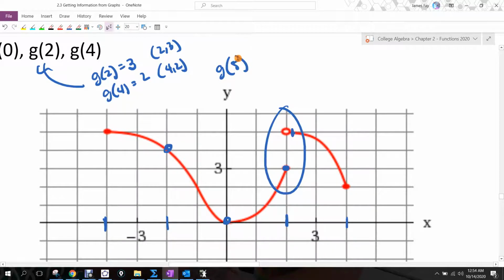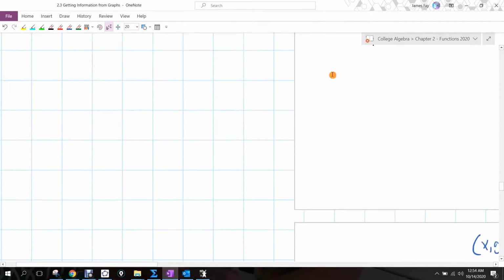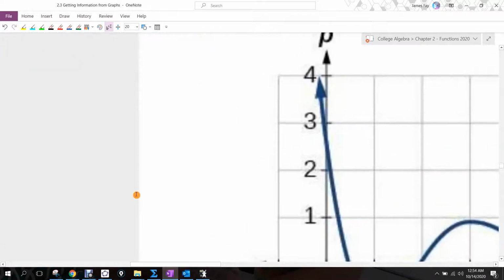If I ask you what's g of 5? Well, 4 would be here, 5 would be there. What's the y value that's graphed there? Undefined. Okay, it's not graphed. All right, so that's finding those individual values.